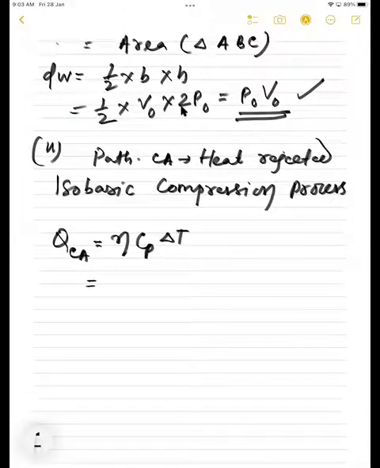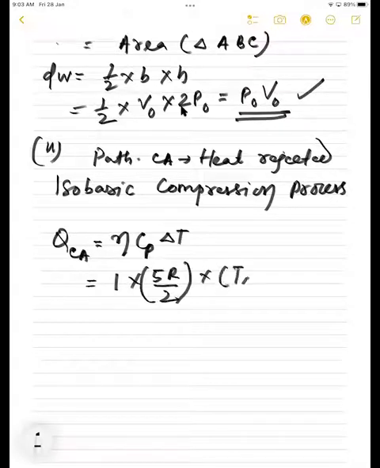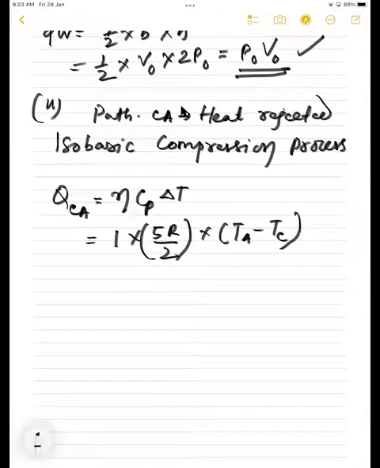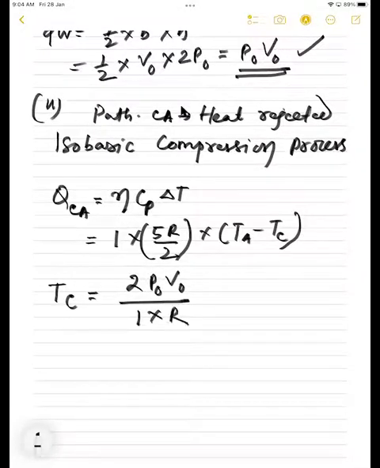Monoatomic, 1 mole gas, n is 1. And we'll see molar specific heat for monoatomic gas, that we'll see in kinetic theory of gases, 5R by 2. Into change in temperature, temperature at A minus temperature at C. Correct. So we want to find TC. TC is equal to how much, students? 2 P naught V naught divided by 1 into R. Correct, PV is equal to nRT, students, you know.